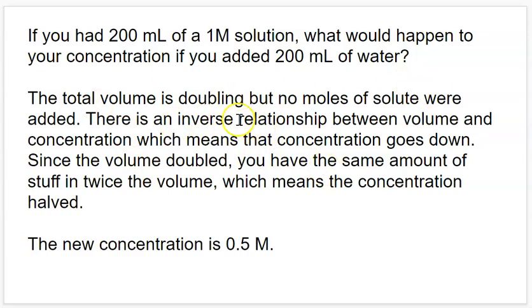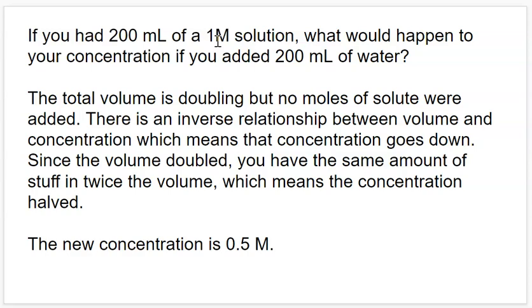And since there's an inverse relationship here, we can assume that the concentration is going to go down. Because if you think about it in terms of a ratio, it's moles of solute over liters of solution. If we're increasing the denominator but not changing the numerator, we're going to be dividing by a bigger number, and therefore our total number is going to get smaller.